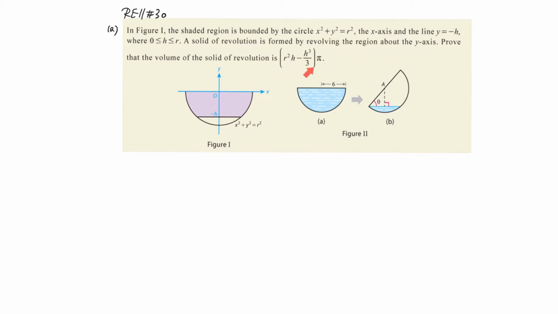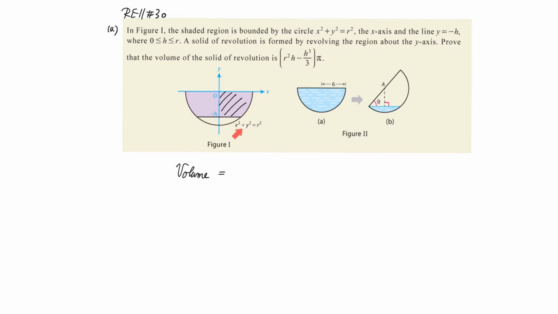is this. Prove that. Because of the symmetry, all we need to do is consider this region. This region will generate the whole thing. So, for revolving about the y-axis, we will need to look at the variable in y.